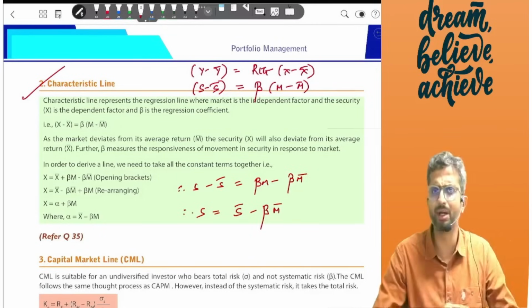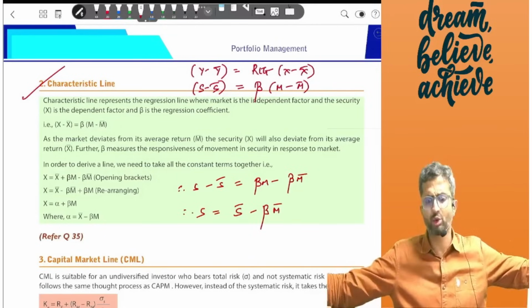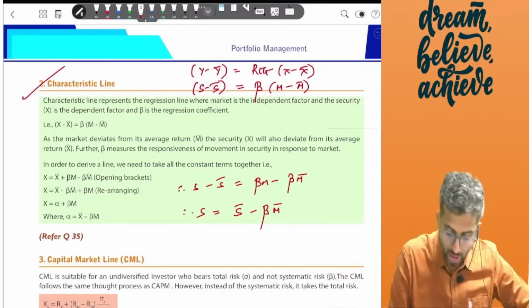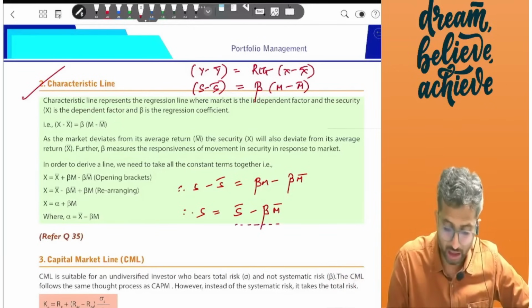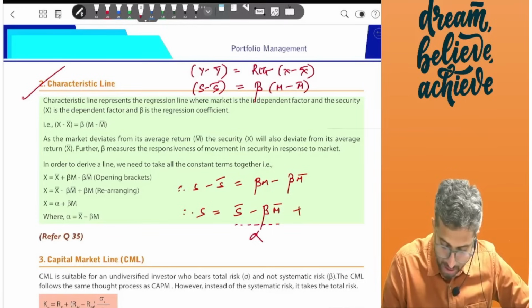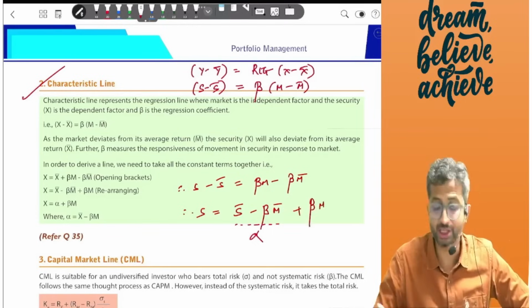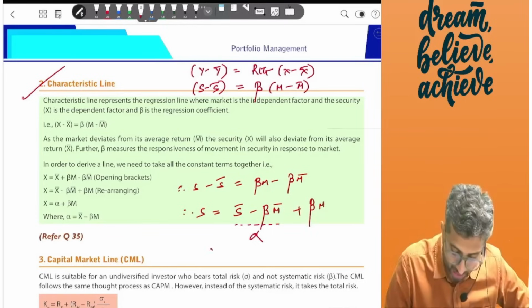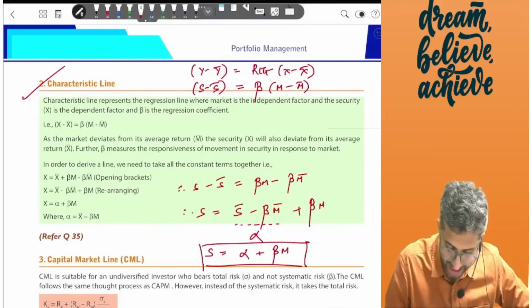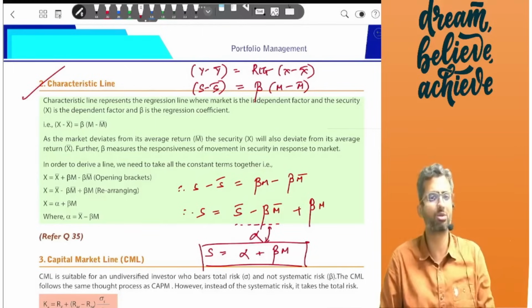Remember, s bar remains the same for all the 10 observations if you have. M bar remains the same for all the 10 observations you have, and beta also remains the same. So these are constant terms, and this will be called as alpha plus beta m. Now beta remains the same, but m keeps on changing. So your characteristic line is s is equal to alpha plus beta m, where alpha is equal to s bar minus beta m bar. So if possible you can remember it.